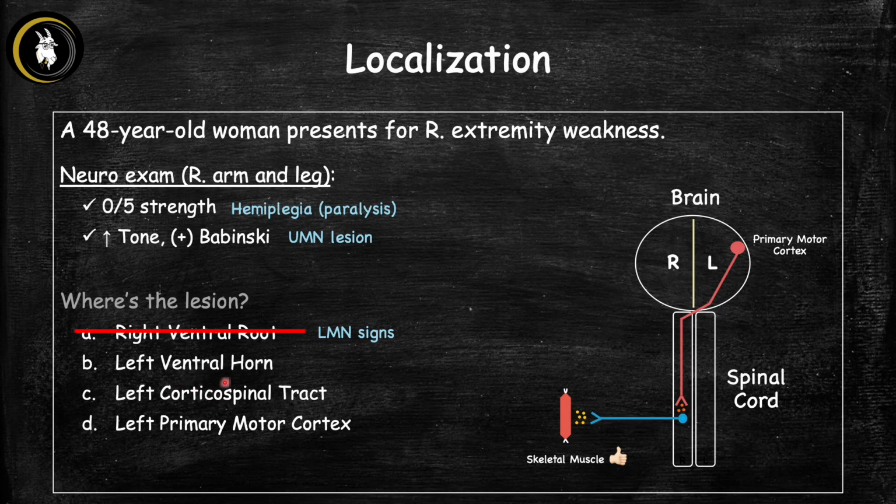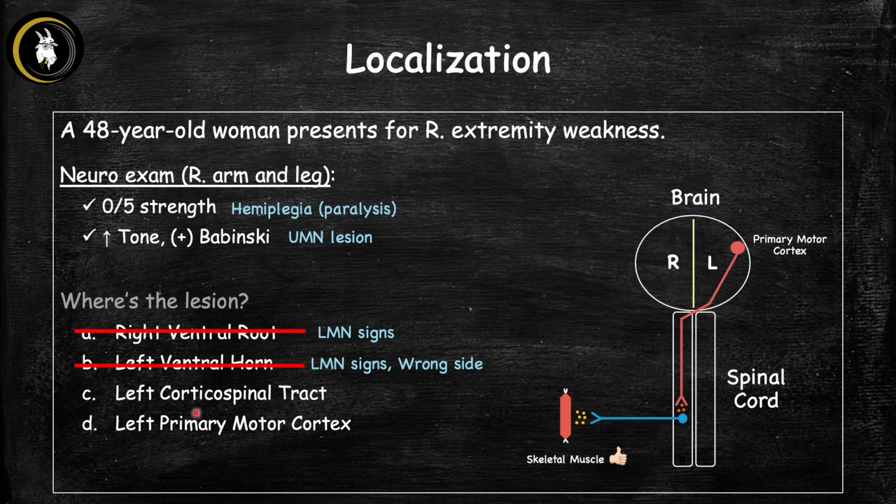Next option is left ventral horn. So again, the same thing. Ventral horn is where the cell bodies of the lower motor neuron are. So if our lesion was here, we should get lower motor neuron signs. And also this is on the wrong side. The patient has right-sided weakness, so we can eliminate this as well.